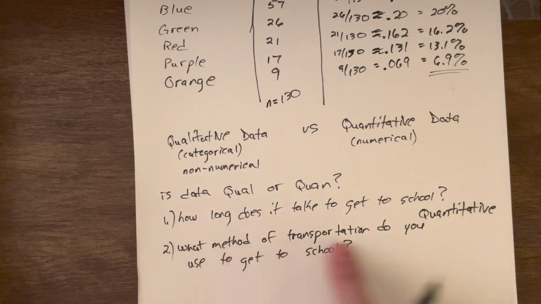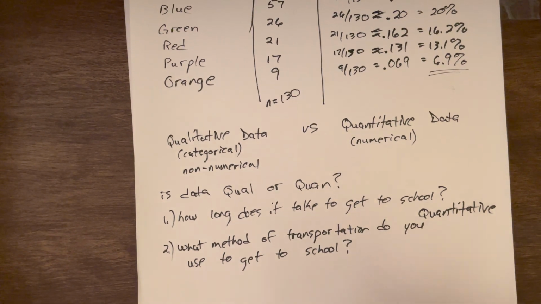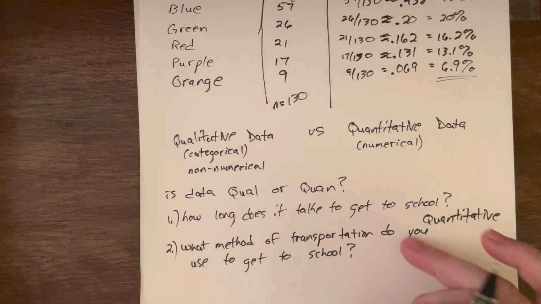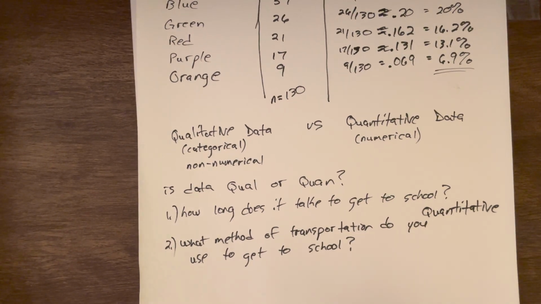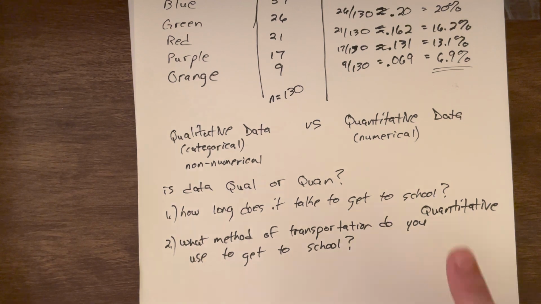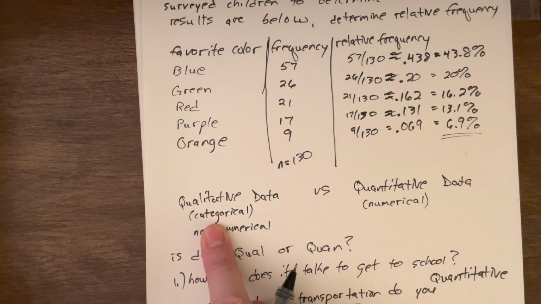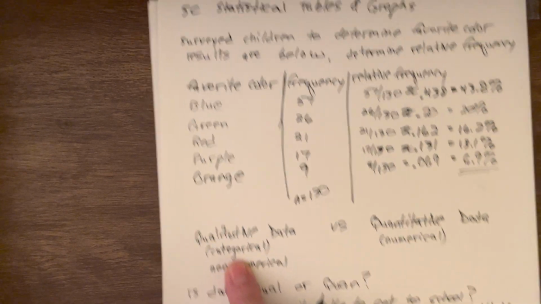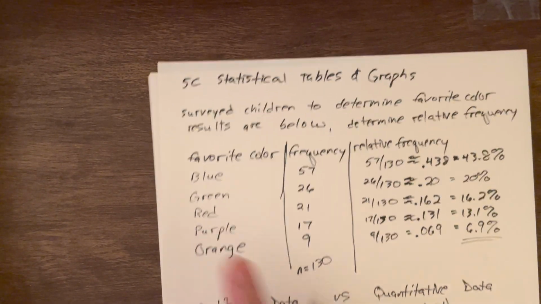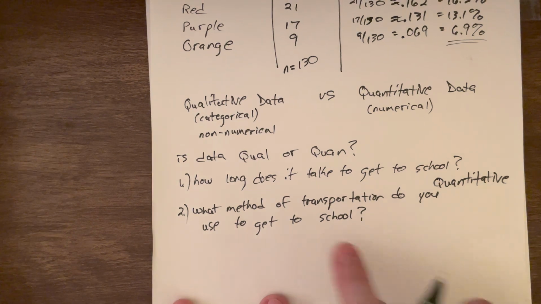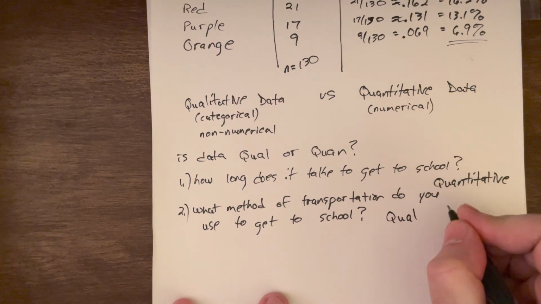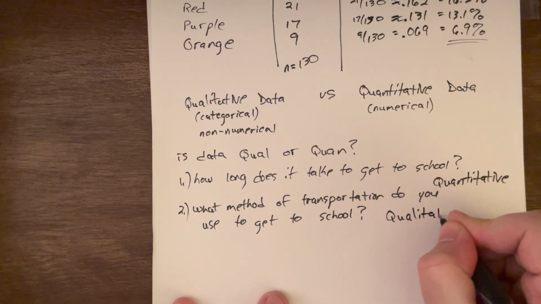But for right now, the method of transportation: I drive to school, or I take the bus, I ride my bicycle, I walk to school. All those are good possible answers, and all of those are categorical answers. They are not numerical, they are categorical. So very different types of categories than favorite color, but still categorical. This one would now be qualitative.